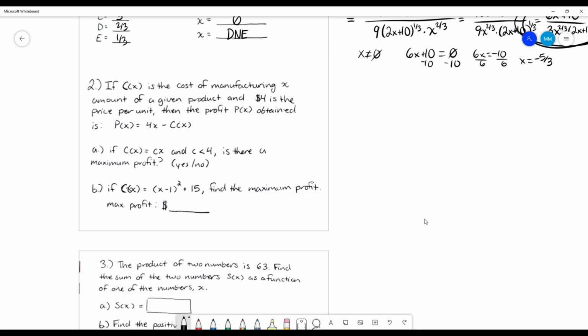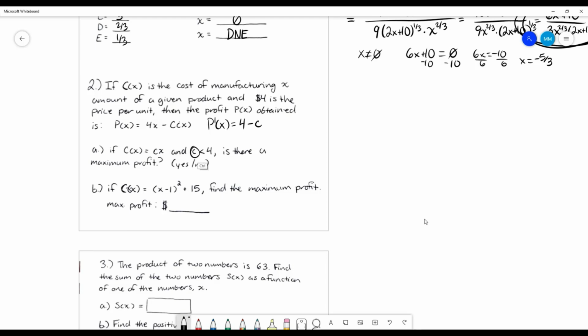So let's take a look at this first question here. It says if the cost is some lowercase c times x, and that lowercase c is less than 4, is there a maximum profit? Well, if we're looking for a maximum, of course, we have to take the derivative of our profit function. So the derivative of that is a nice easy one. We just use our power rule and technically our sum difference rule. So the derivative of 4x is just 4. And the derivative of cx is going to be c because this is some constant coefficient. So it's just going to be this, right?